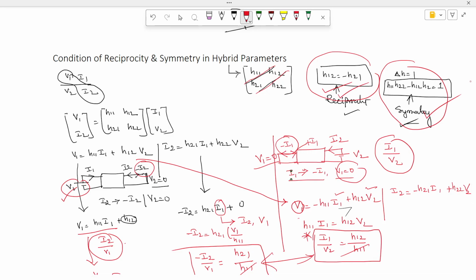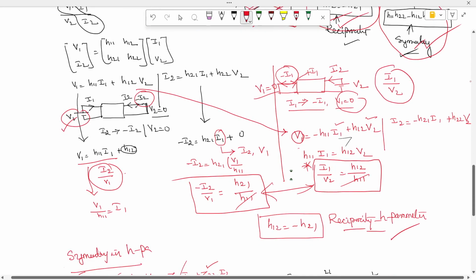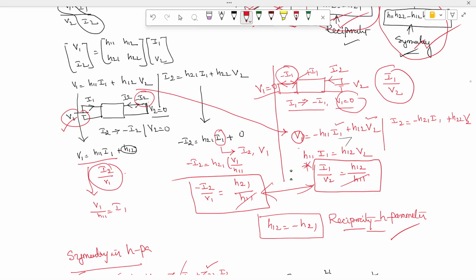In the case of reciprocity, compare the off-diagonal elements and put a negative symbol. In the case of symmetry, you have to compare the diagonal elements. In these diagonal elements, H11 and H22 should not be written down alone; you have to find out delta. All the steps we have solved are the response to the excitation that we have to find out. I compared with the input port and the output port.